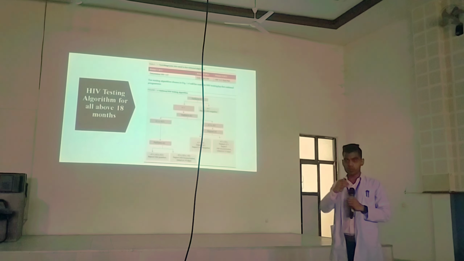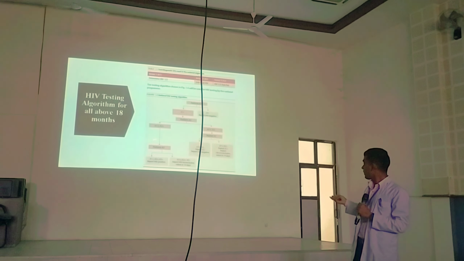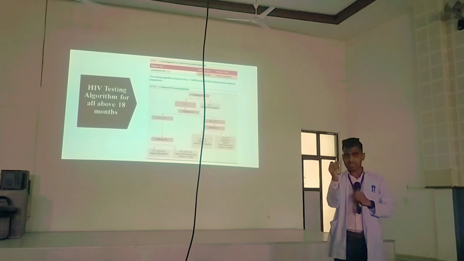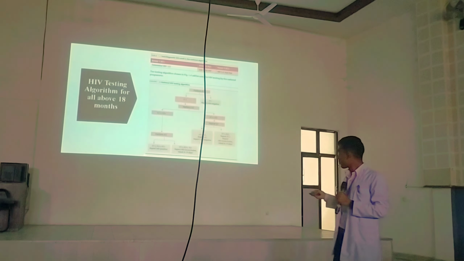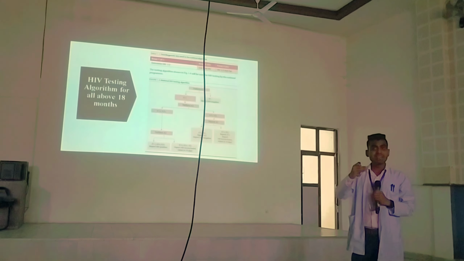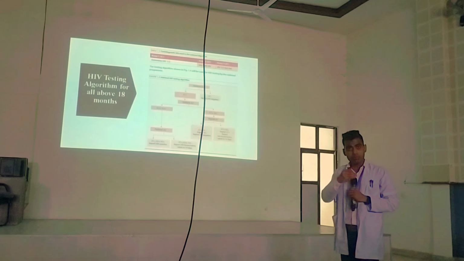Suppose assay 1 comes positive, then we need to go for the second assay, that is assay 2. If assay 1 is positive, assay 2 is done. Assay 2 can be either positive or negative. So let's talk about the first one. Suppose A2 comes positive, then again we do the third assay, that is A3. A3 can be either positive or negative.